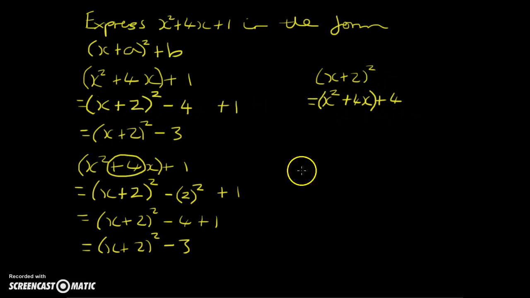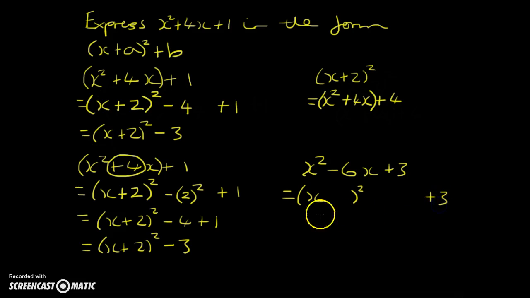Exactly the same as above. Let's just do one further example just to double check you're okay with that. So set up the brackets, x squared, plus 3, the number term, just leave that until the end. Look at the number in front of x, that's negative 6, half of that is negative 3, and then we subtract that number, negative 3, all squared.